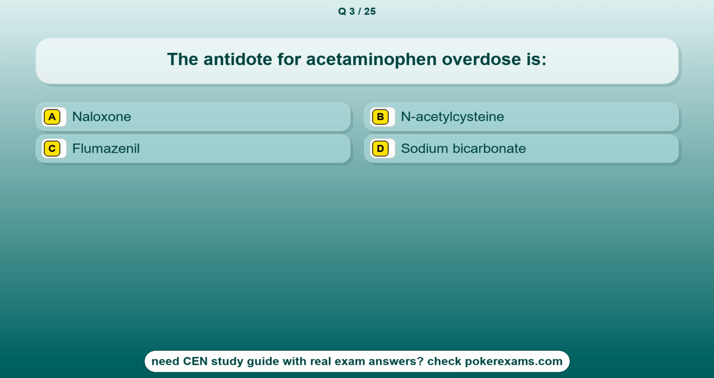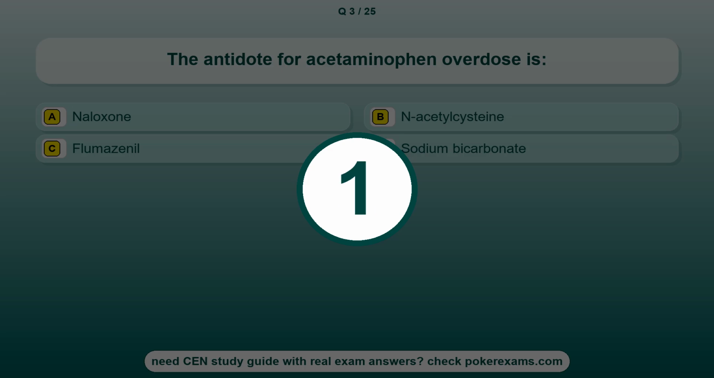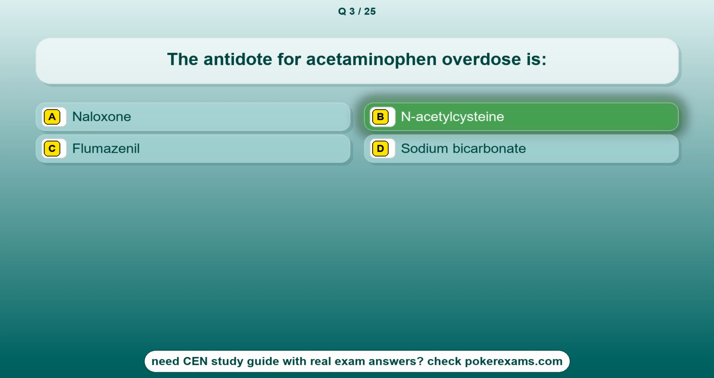Question 3. The antidote for acetaminophen overdose is Option A, naloxone. Option B, N-acetylcysteine. Option C, flumazenol. Option D, sodium bicarbonate. The correct answer is option B, N-acetylcysteine.